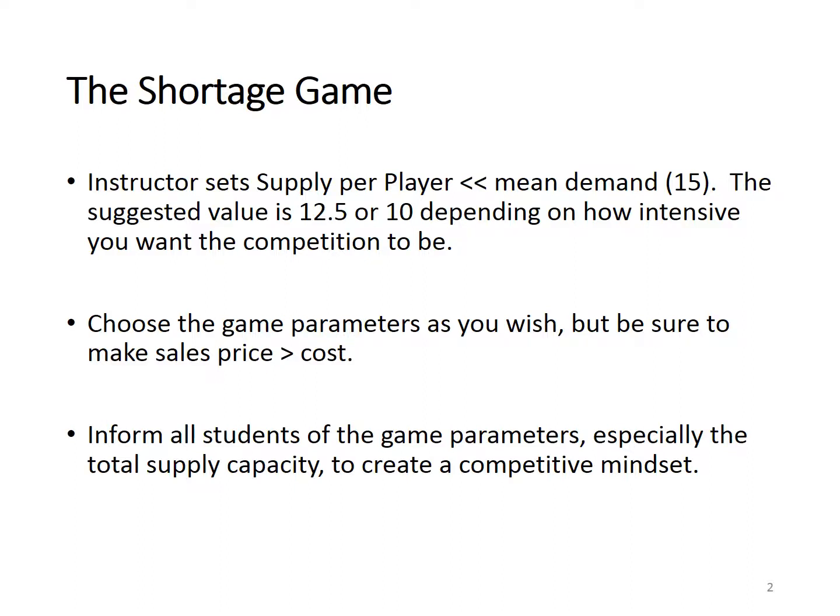In the shortage game, the instructor sets supply per player to be less than 15. I would suggest either 12.5 or 10, depending on how intensive you want the competition to be. Choose the demand and game parameters as you wish, but be sure to make the sell price greater than the cost. Please inform all students of the game parameters, especially the total supply capacity, to create a competitive mindset.